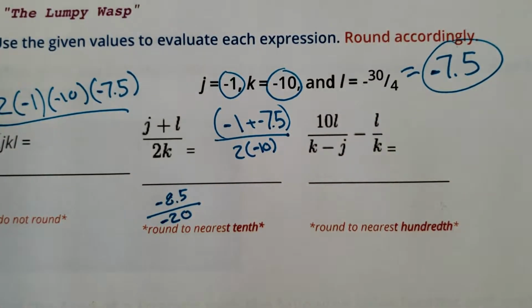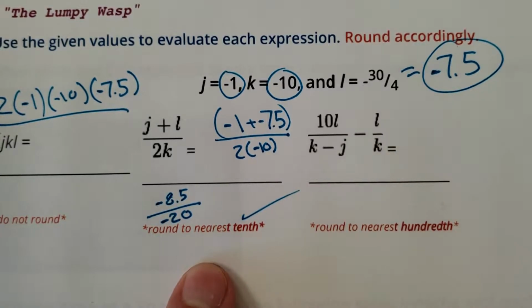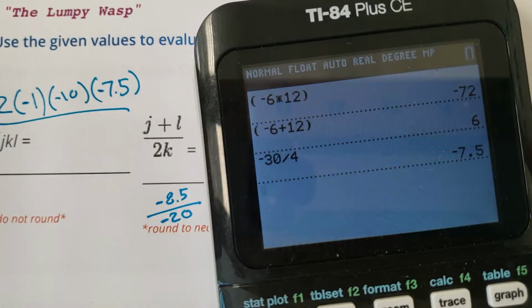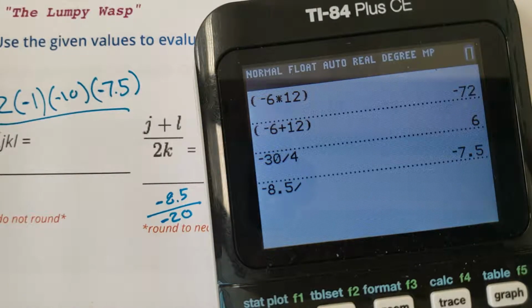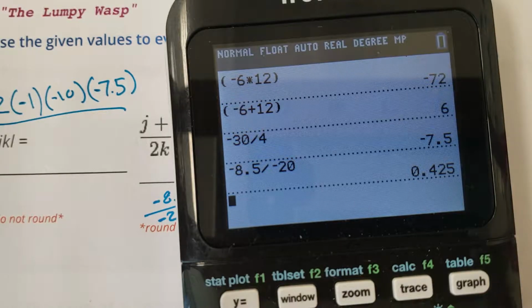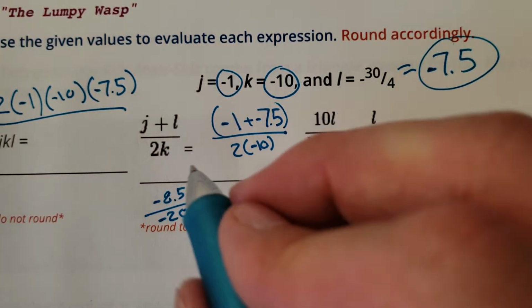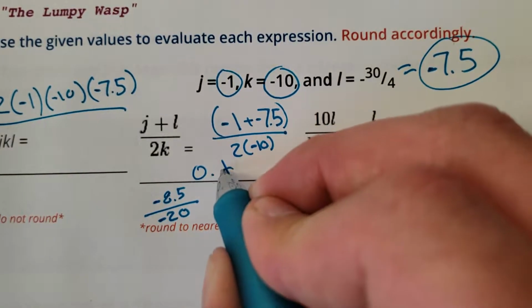From there, you should be able to calculate to the nearest tenth. That's the first decimal place. We'll do this one. Negative 8.5 divided by negative 20 to the nearest tenth is 0.4. The 2, 5 go away. So this one would be 0.4.